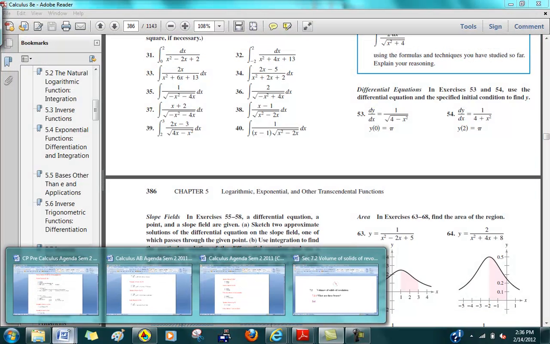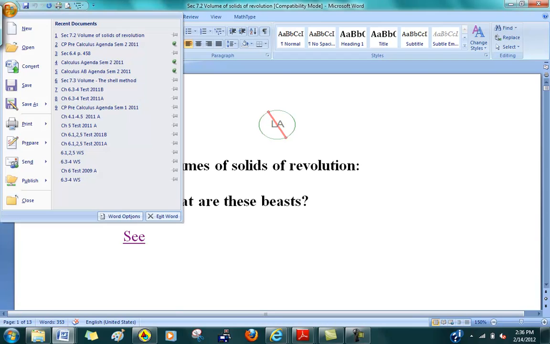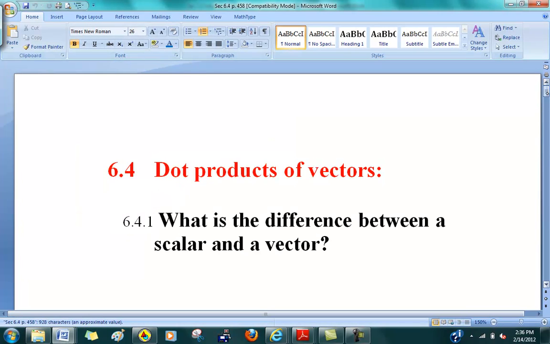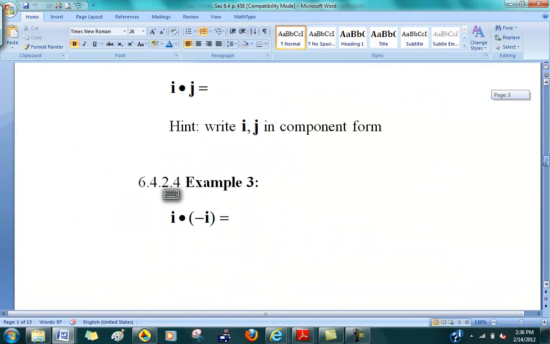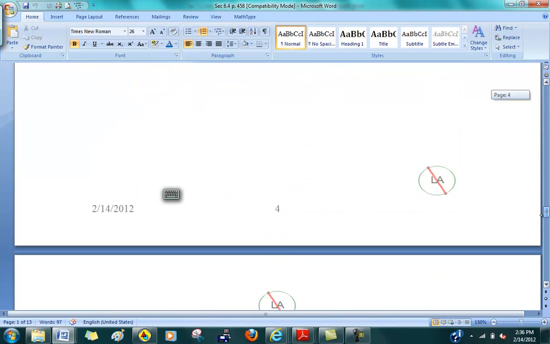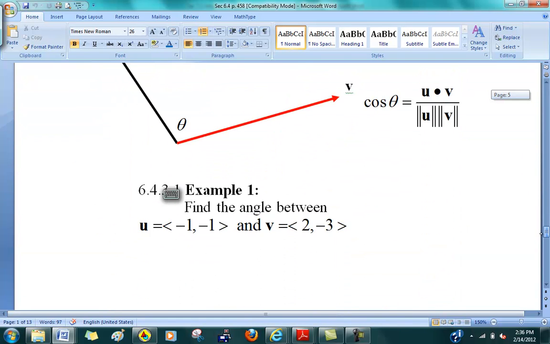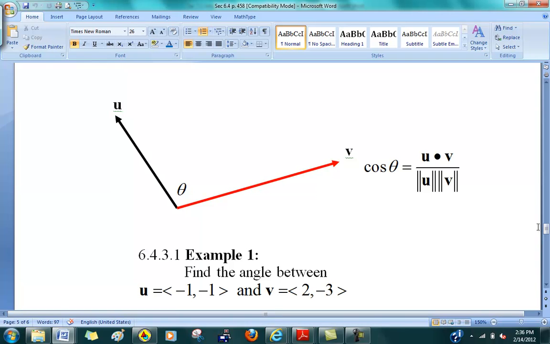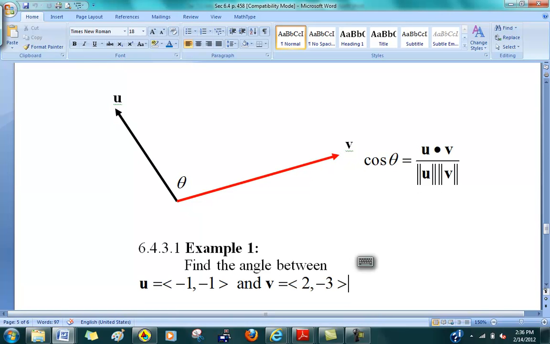And the application of this. Oops, that's not what I meant to do. I will have to go resurrect that. Where are we? Okay, so we are finding the angle between two vectors. So the formula is cosine theta equals u dot v over the magnitude of u times the magnitude of v.